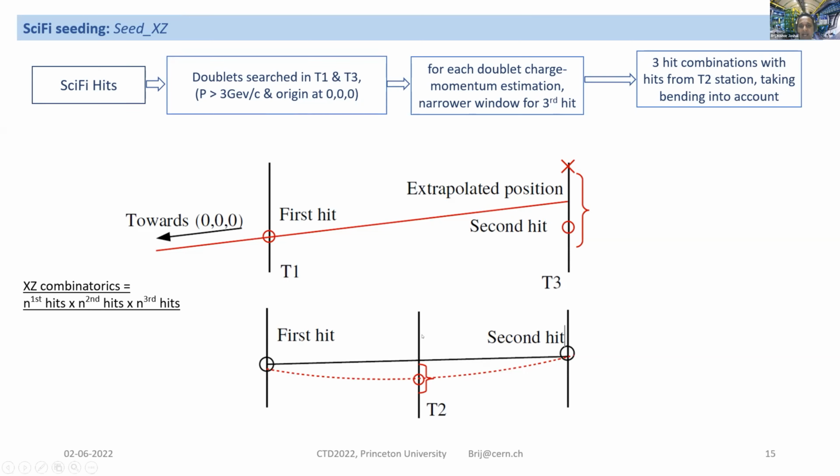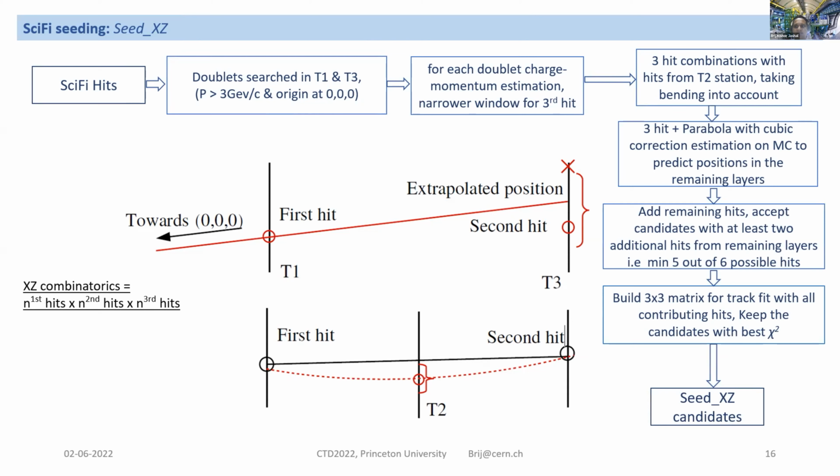Plus the parabola fitted with the cubic corrections estimated on the MC is used for predicting the positions of the hits in the remaining layers, which allows us to minimize our search windows in the remaining layers. Then we add the remaining hits, accepting the candidates with at least 2 additional hits from the remaining layers. That is a minimum of 5 out of the 6 possible hits. With that, we build a 3x3 matrix for the track fit with all the contributing hits, keep the candidates with the best chi-square, and that's how we have the seed XZ candidates.